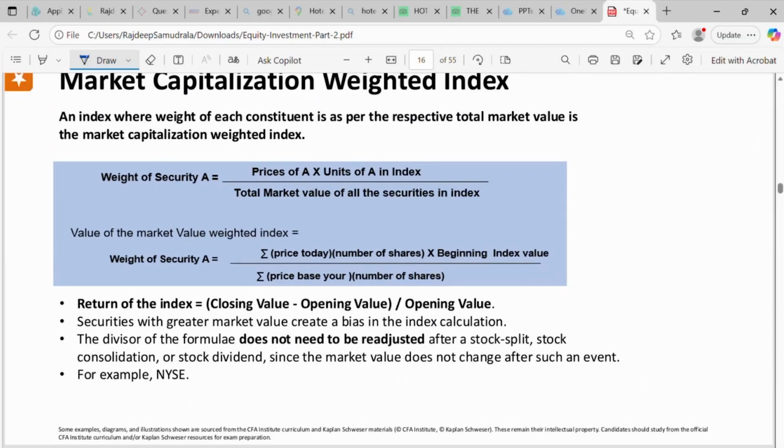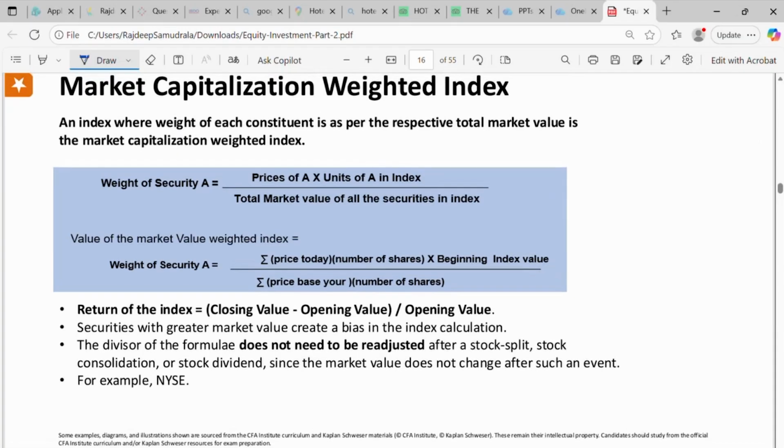So I'm not sure if it's something I missed, but effectively the market cap weighted index is based on the market capitalization, which is the price into the number of units, right? And the weight is obviously price into units upon the total market value.